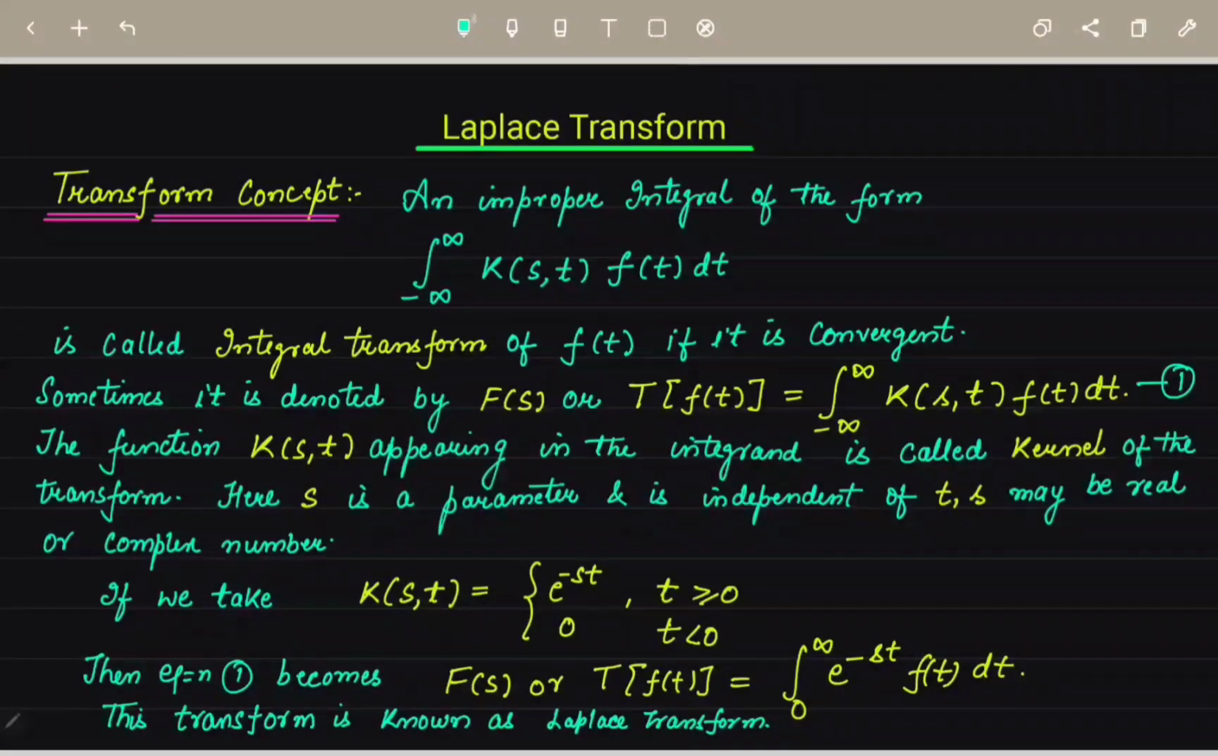So students, today we will study the Laplace transform. Before studying the Laplace transform, we have to know about the integral transform. So what is an integral transform?